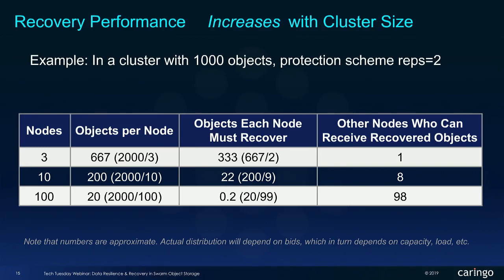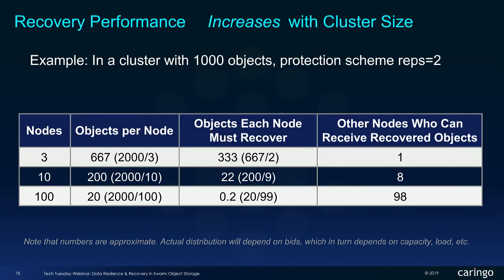If I've got a 3-node cluster, and I'm making 2 replicas, so I take that 1,000 times 2, I've got 2,000 objects. I've got to divide that 3 ways. I've got 667-ish of them per node. So if I lose one of them, the remaining 2 have to recover half of that 667. So they've got to recover 333 objects that they've got to re-replicate. And each one of them has only one target, one place to put them.